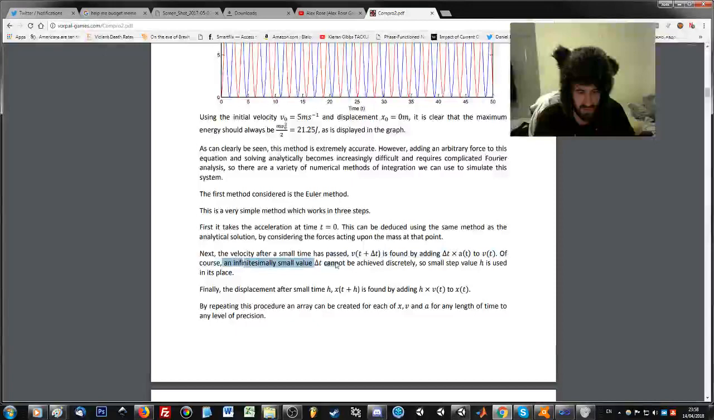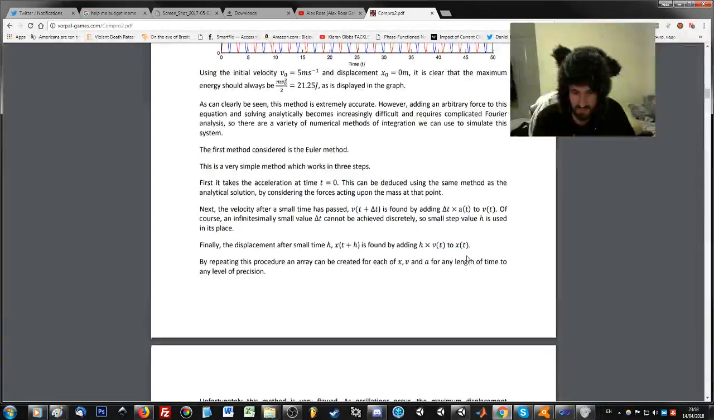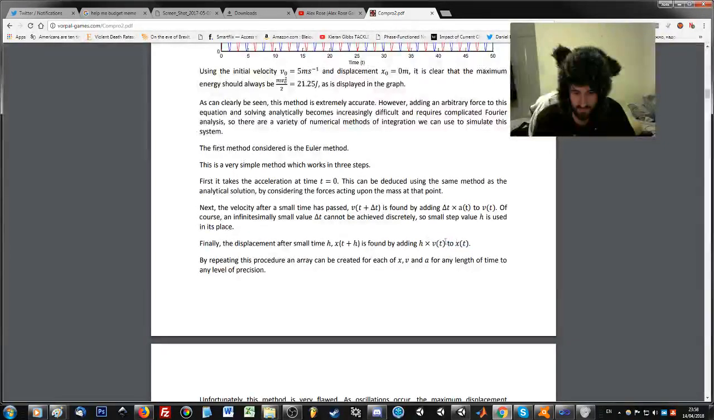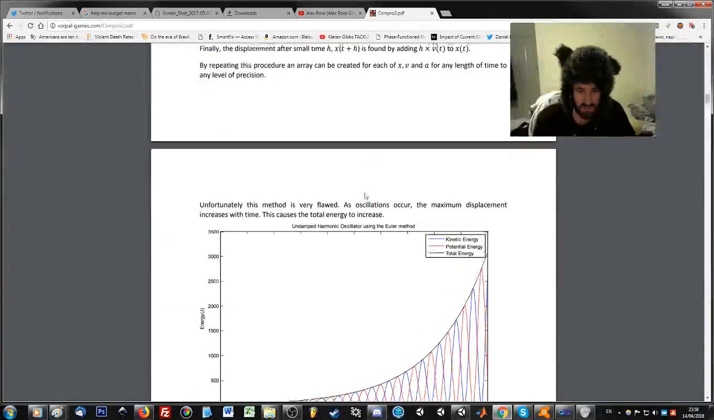You can't have a tiny t, so you have a small step value. In Unity that's 0.02 by default. So after your small time h, so after fixed delta time, you now have the displacement at t plus h, and you do that by doing h times the velocity and adding that to x. So you have v times fixed delta t, and that changes it. That's how it does all the calculations in Unity.